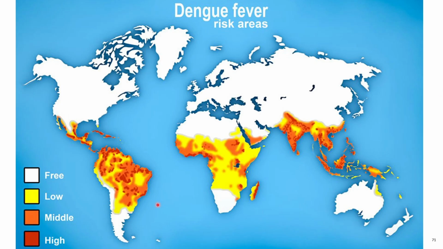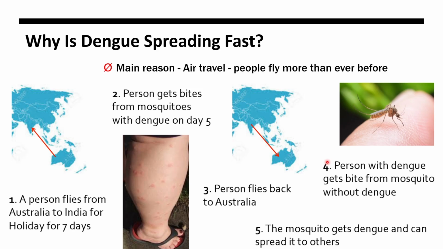So this usually occurs highly in this region. The occurrence is very high in this region. So why is dengue spreading so fast?